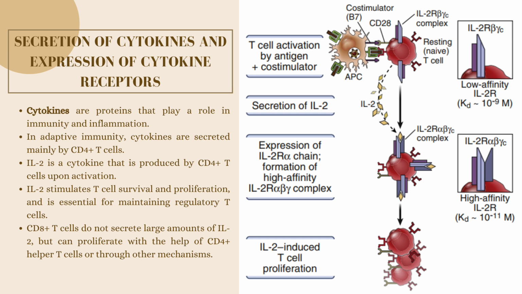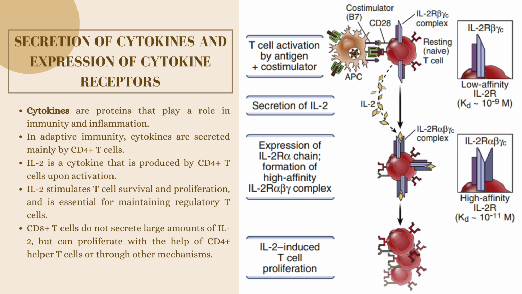Cytokines are proteins that mediate immunity and inflammation in the body, produced mainly by innate immune cells in response to infection. In adaptive immunity, cytokines are mainly secreted by CD4 T cells. Interleukin 2 or IL-2 is produced rapidly after activation of CD4 T cells and increases the expression of the high-affinity IL-2 receptor. IL-2 stimulates the survival and proliferation of T cells, thus increasing the number of antigen-specific T cells.